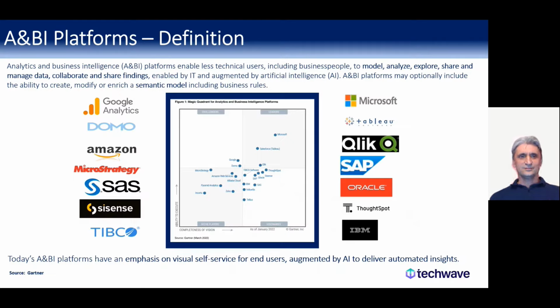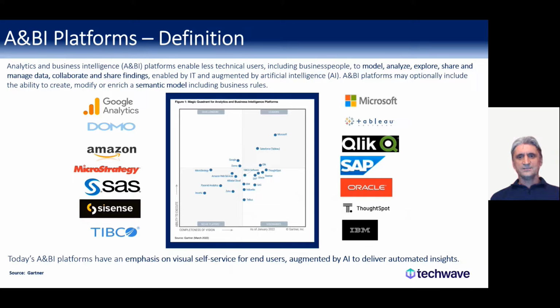So the definition of the ABI platform is basically these platforms enable less technical users, including business people, to model, analyze, explore, share, and manage data, collaborate and share findings, enabled by the IT and BI teams, and augmented by artificial intelligence, AI. ABI platforms may optionally include the ability to create, modify, or enrich a semantic model, including business rules.